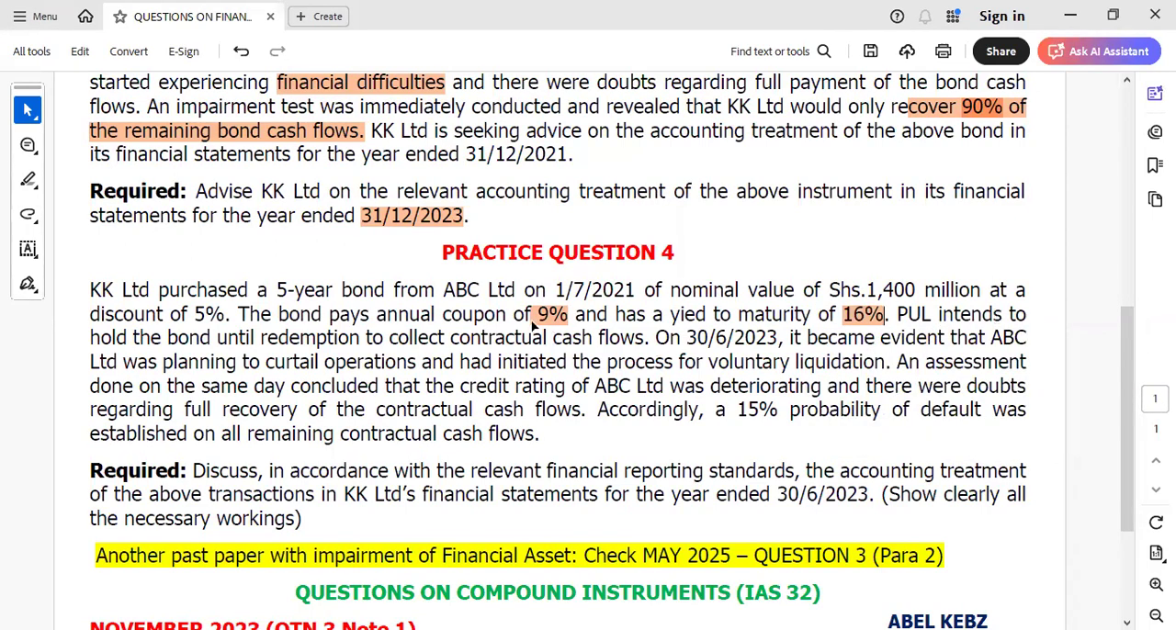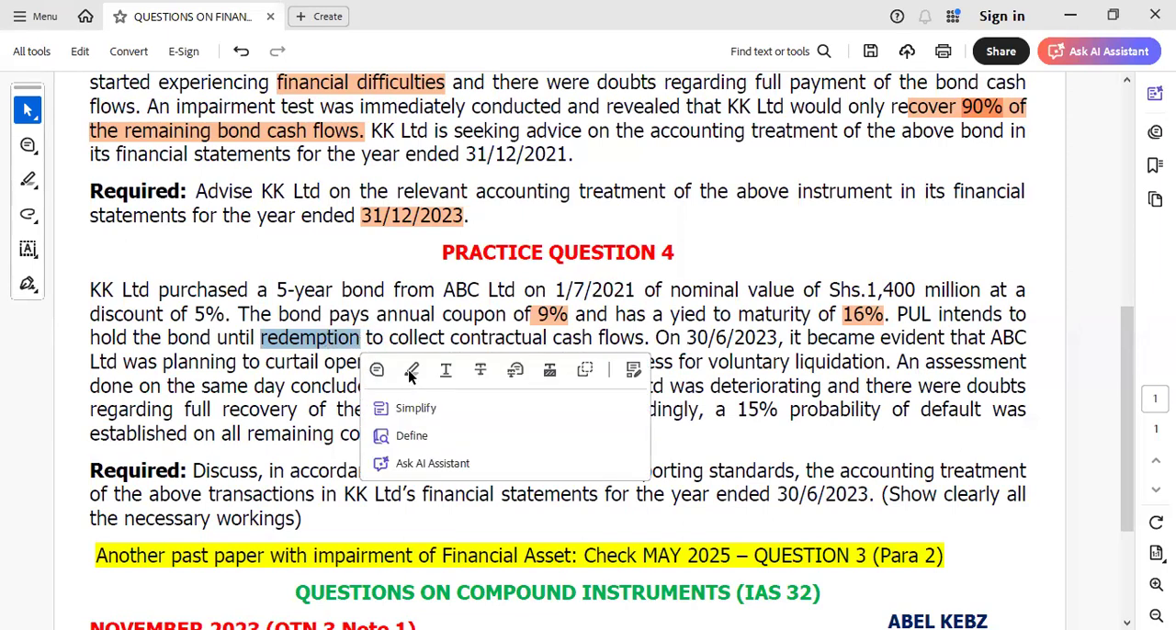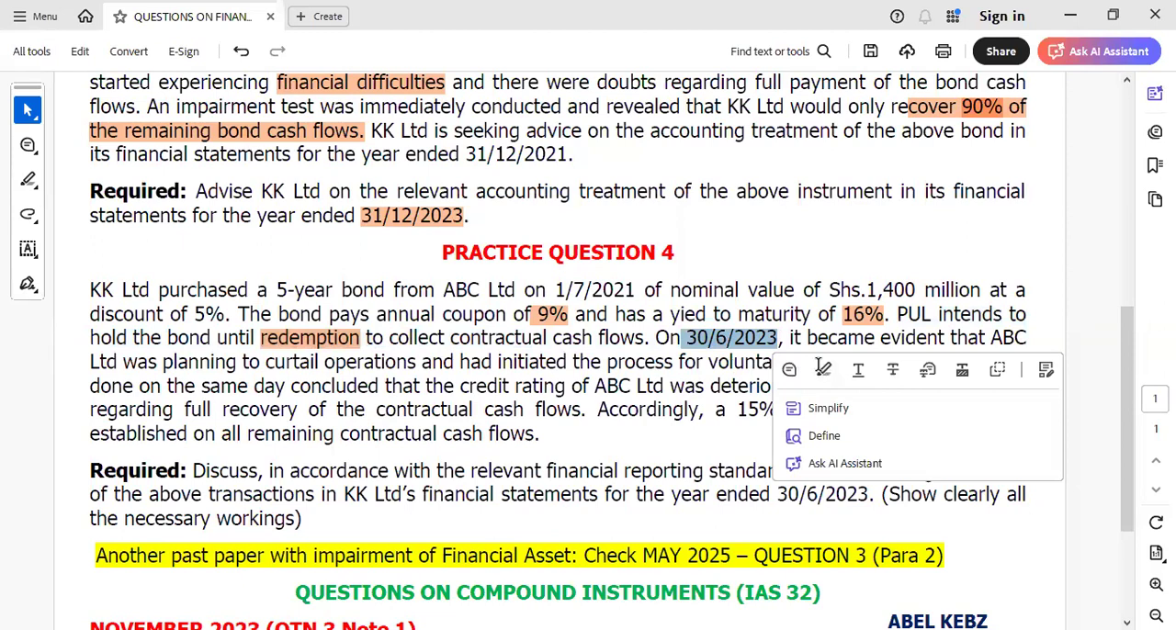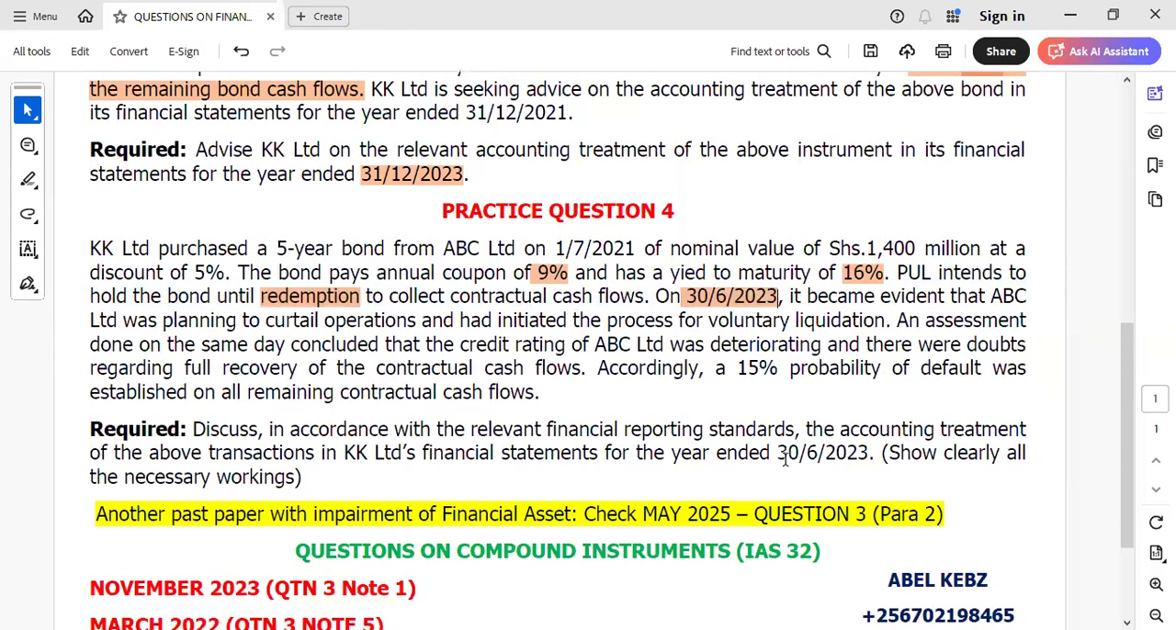This company intends to hold the bond until the maturity, until redemption. So here you're using amortized cost, not fair value through OCI or profit or loss. You're holding the asset until the redemption. Okay, so on this date, you test for impairment using the same steps. And you're reporting on that very date, the date you're testing for impairment.